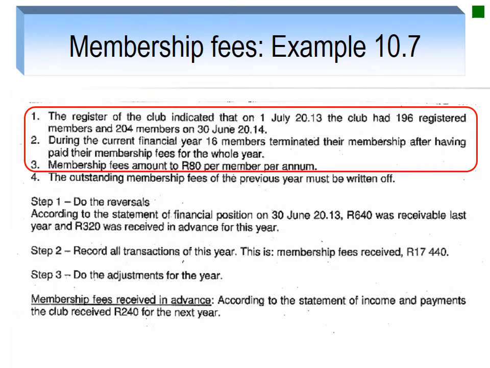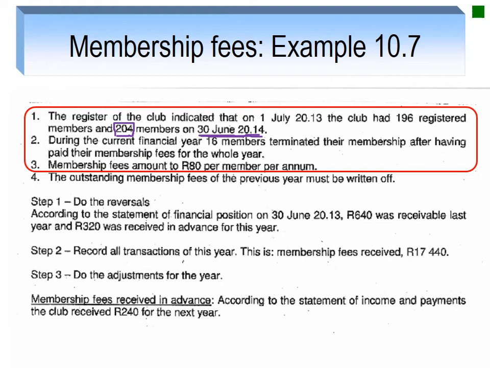So you'll see here in the question they tell us the register of the club indicated on the 1st of July 2013 that the club had 196 registered members, and on the 30th of June 2014 the club had 204 members. This is the number we're going to use because even if you were a member for 1 day in this question, you would have had to pay your full membership fee. So we expected income for 204 members for this year ending 30th of June 2014.